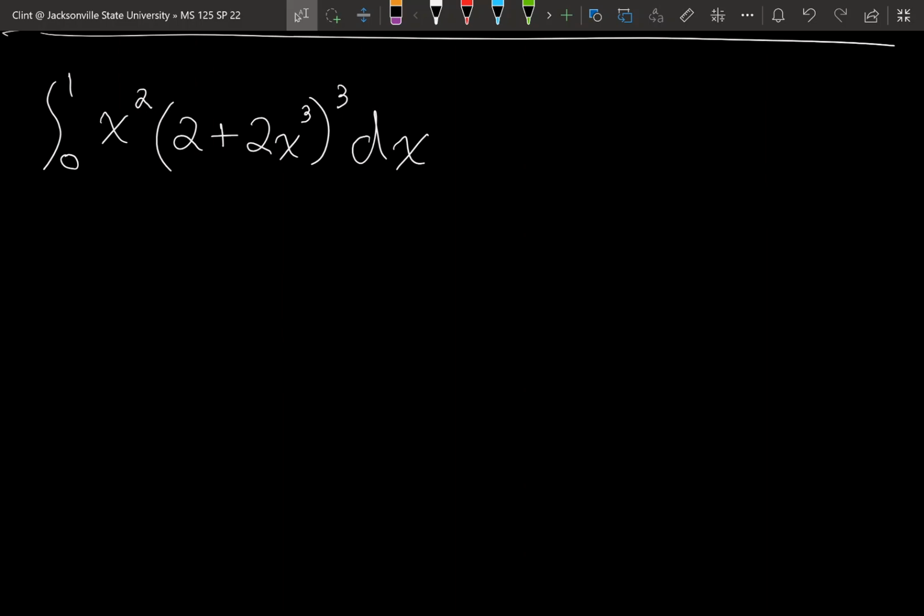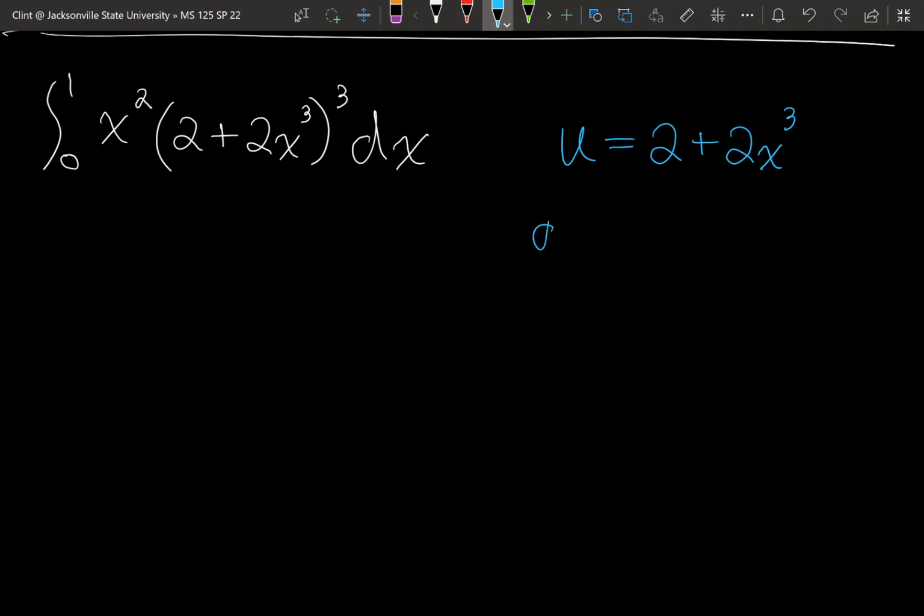So let's just focus on the substitution part, and we'll worry about that it's a definite integral after that. So anybody see a u that might work? I think 2 plus 2x cubed is probably a pretty good choice. Then that whole thing will just turn into u cubed. It'll be easier to deal with.